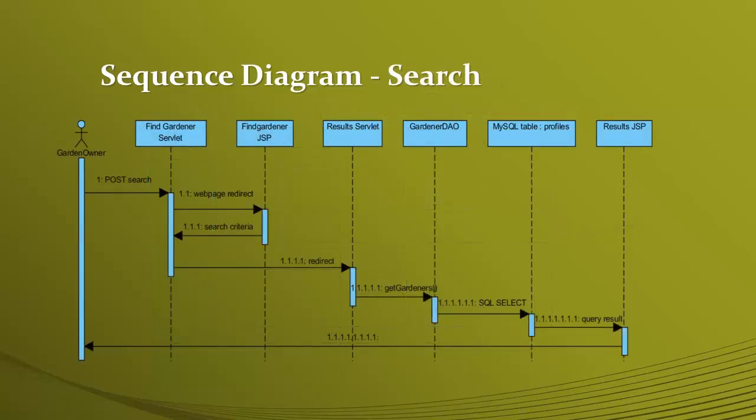In this sequence, we are searching for a gardener. The search criteria is entered to find a gardener servlet. The data is processed and then forwarded to the results servlet with the criteria set properly. The gardener DAO then executes an SQL statement on the table. The SQL statement's results are forwarded to the results JSP, which are then shown to the user.